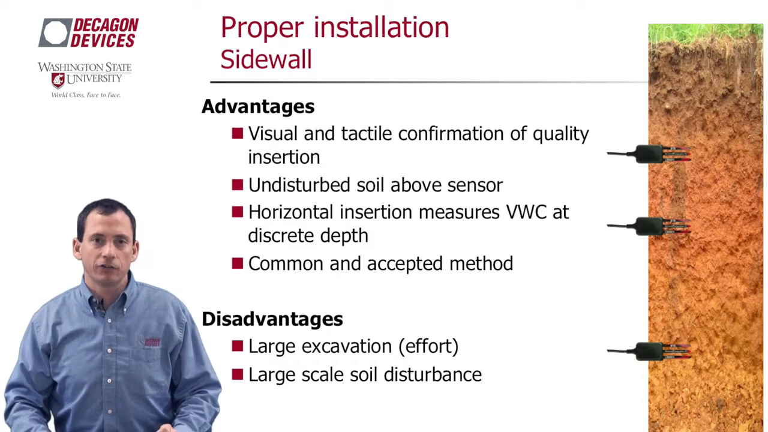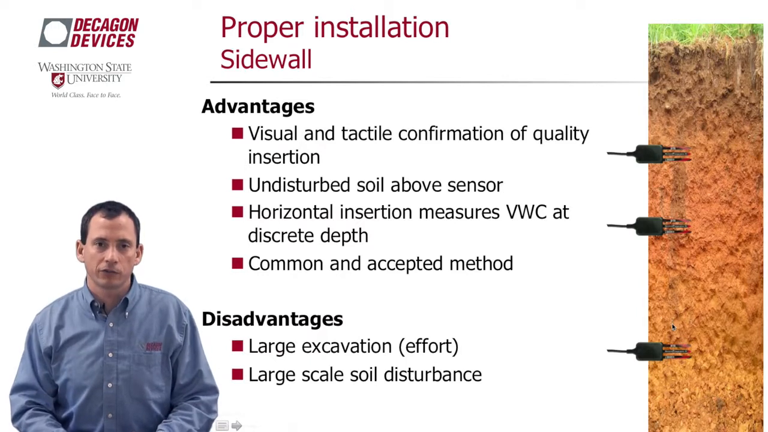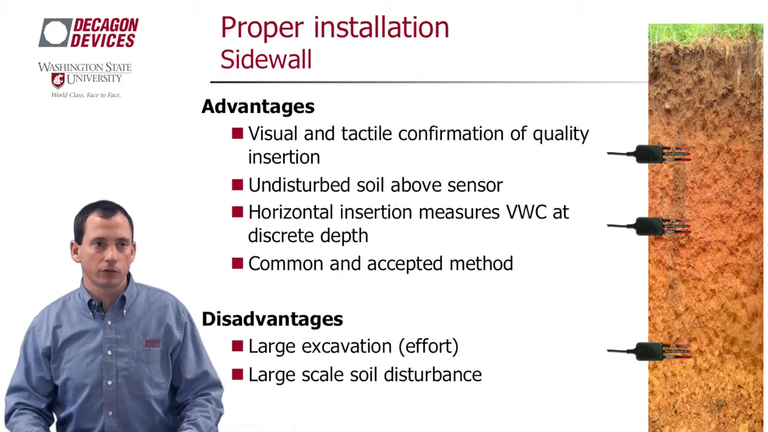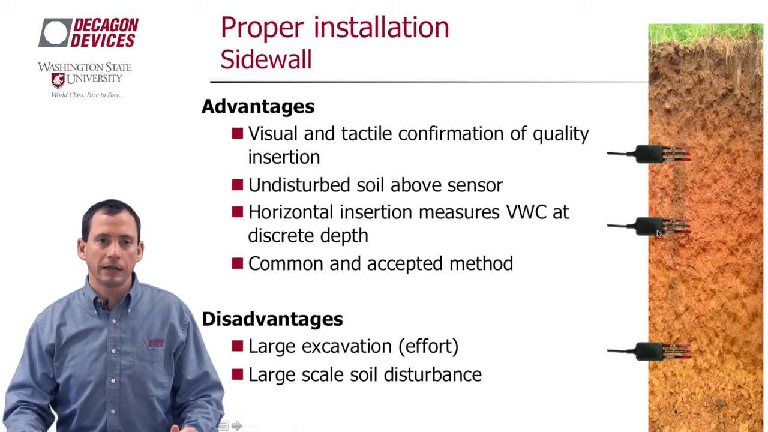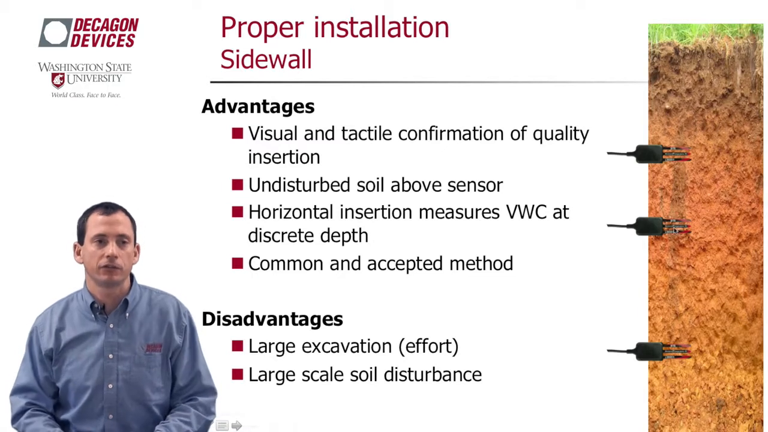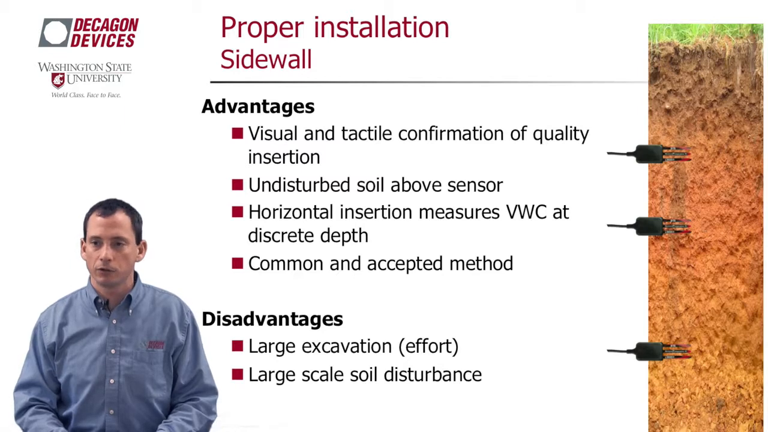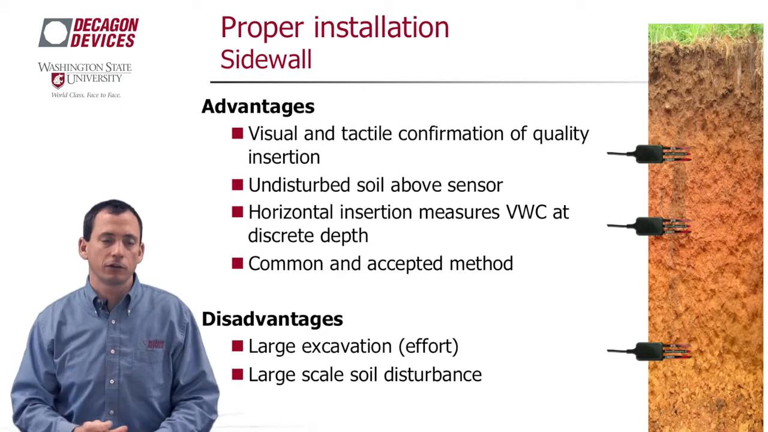The other advantage of this is that you have undisturbed soil above the sensor. So right above the sensor, there's undisturbed soil, so you're pretty confident that your flow characteristics in that soil are undisturbed and representative of the rest of the soil profile. Also, you can get a horizontal insertion, which gives you a discrete measurement at a certain depth in the soil. And this is probably still the most common and most accepted method that you'll see in the literature. So many people still do this. Go out with a shovel or a backhoe, dig a trench, shave off the sidewall, and install your sensors.